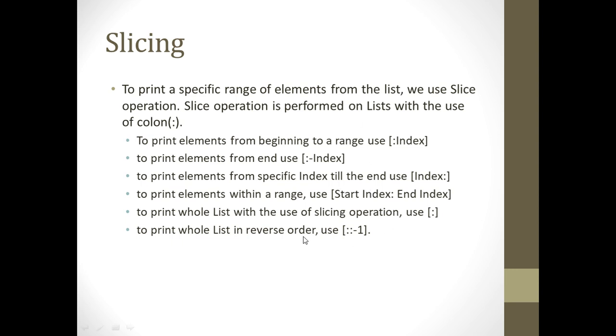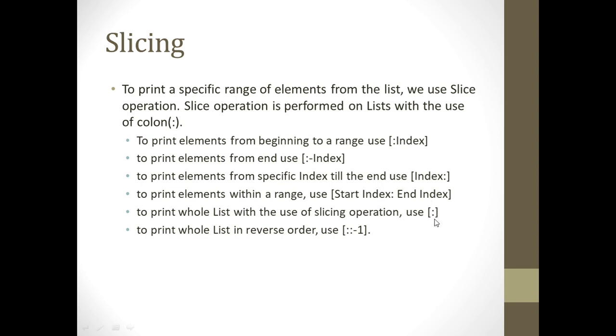If I want to print elements from a specific index till the end, I will use index colon. So 6 colon will start from index 6 till the end of the list. If I want to print elements within a range, I will use start index colon end index. But please note here the end index does not get printed. So actually what gets printed is start index till end index minus 1.